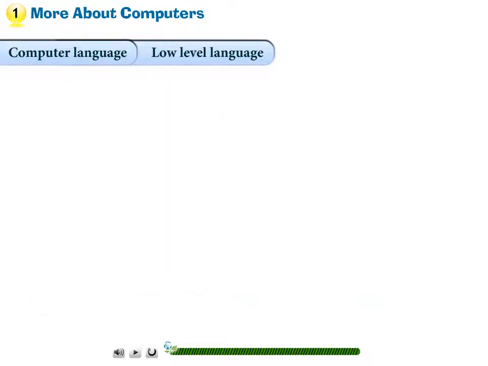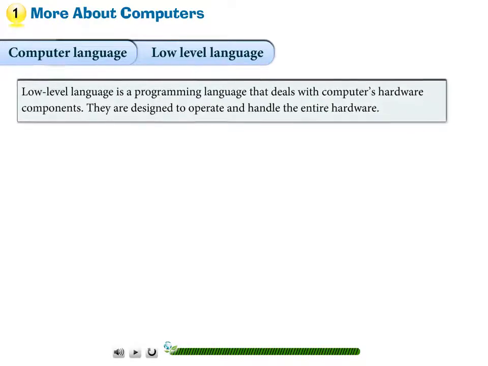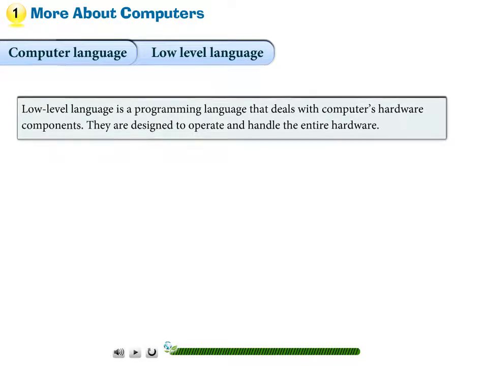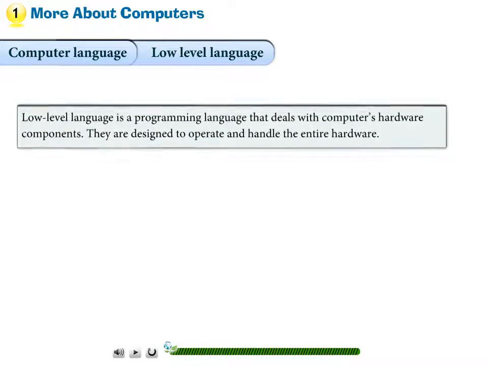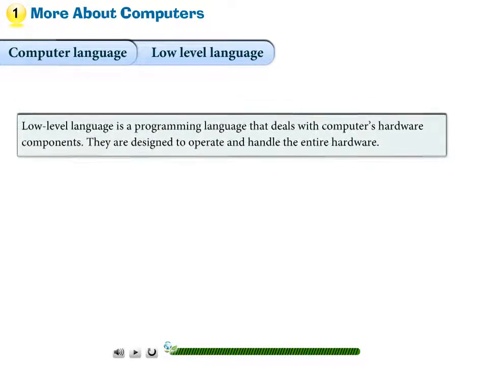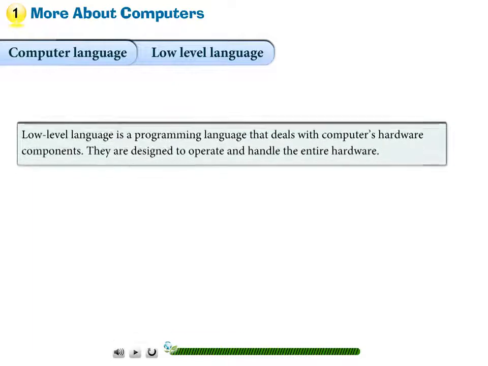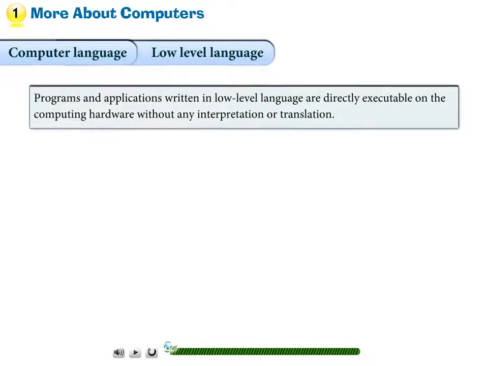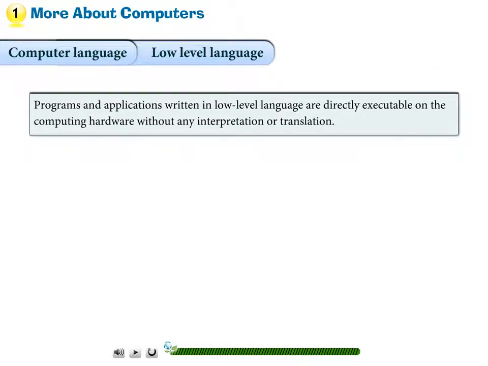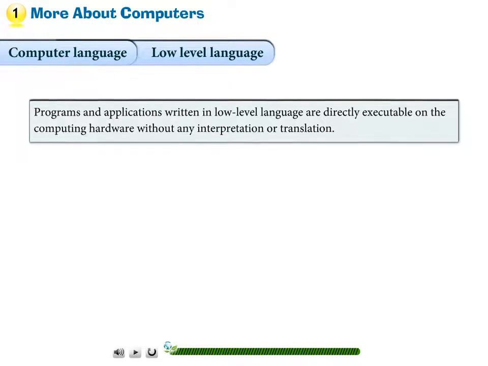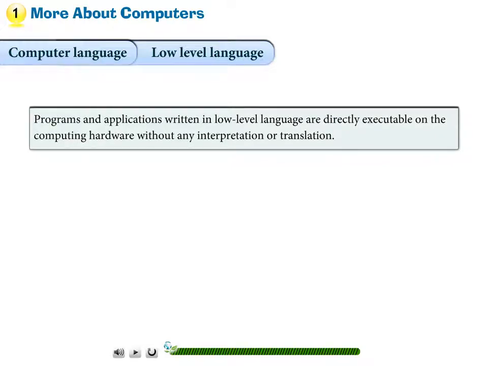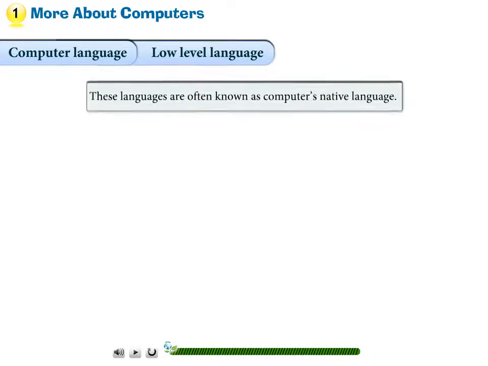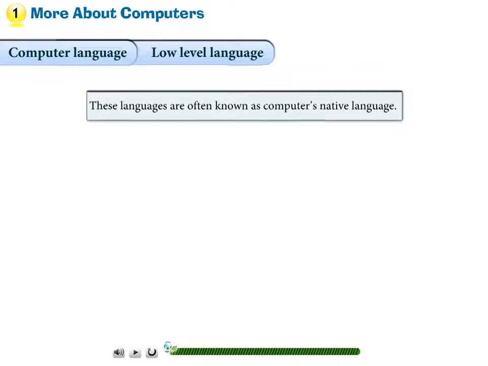Low-level language. Low-level language is a programming language that deals with computers' hardware components. They are designed to operate and handle the entire hardware. Programs and applications written in low-level language are directly executable on the computing hardware without any interpretation or translation. These languages are often known as computers' native language.